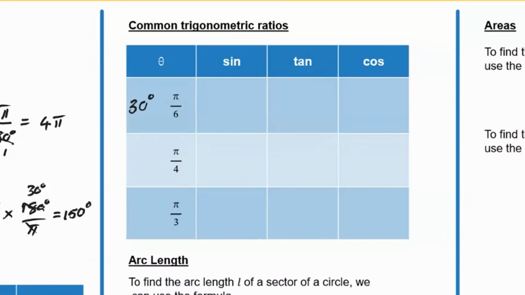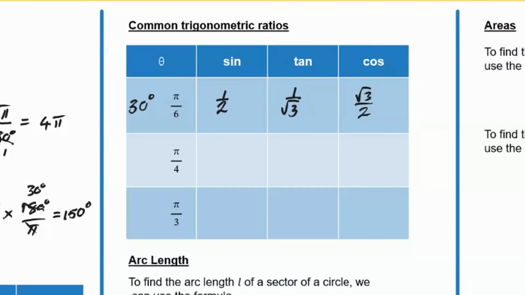Sine of 30 is a half. Then tan of 30 is 1 over root 3. Then cosine of 30 is root 3 over 2. We expect you to know these basic trig ratios, even off the top of your head, without going to the calculator. But if need be, you can just use your calculator to fetch these results.